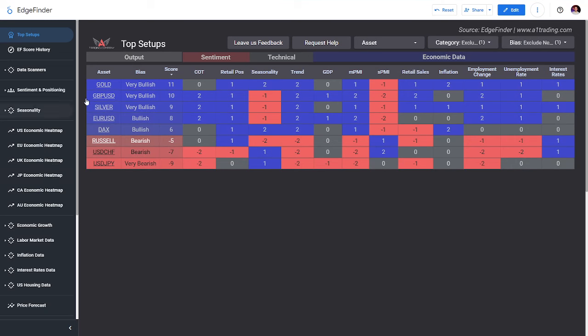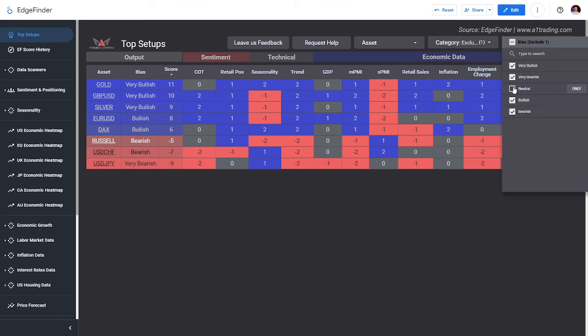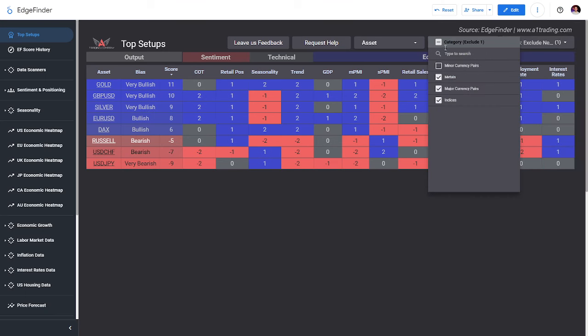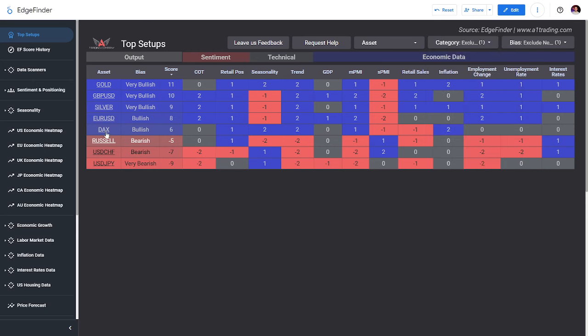If you want to follow what I just did, if you have the Edge Finder, what I did is I removed neutral scores from the watch list, right? So I want something that has conviction. And then I want to go to category and just exclude minor currency pairs. Now, I do trade minor currency pairs sometimes, but I prefer to trade majors. And if I can see a whole bunch of majors on the list, I'm generally going to trade those first.